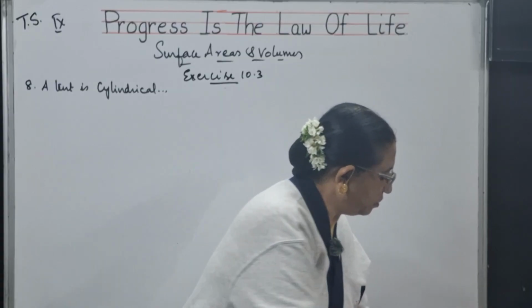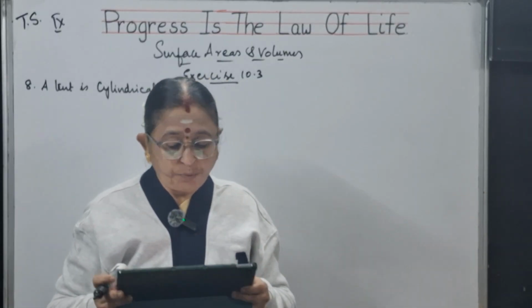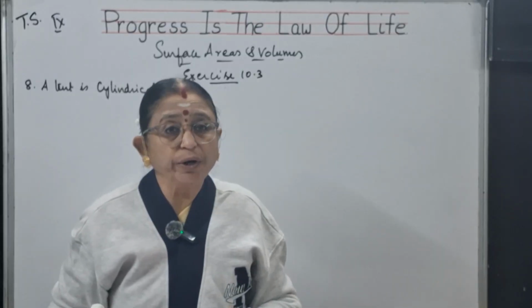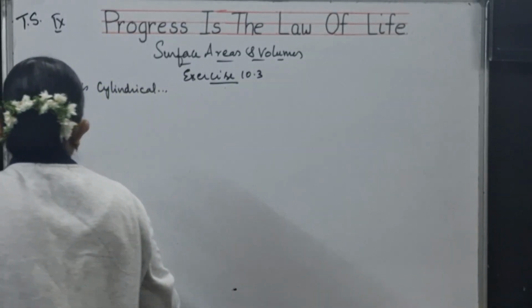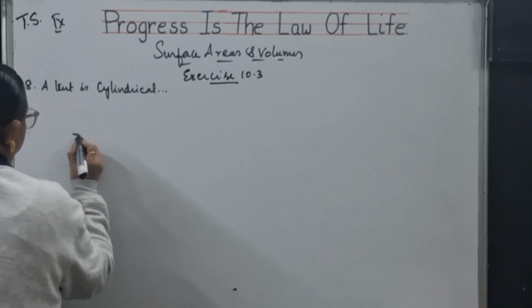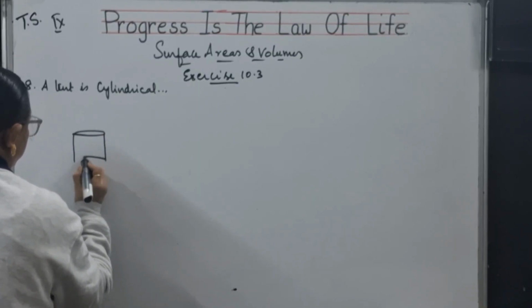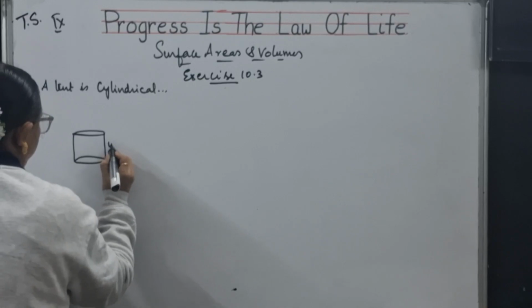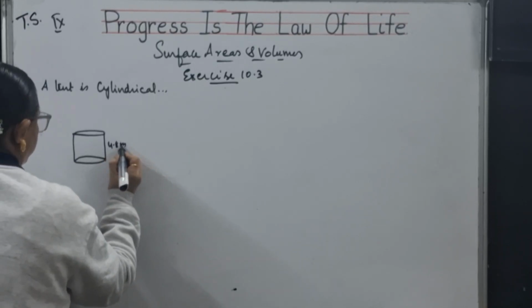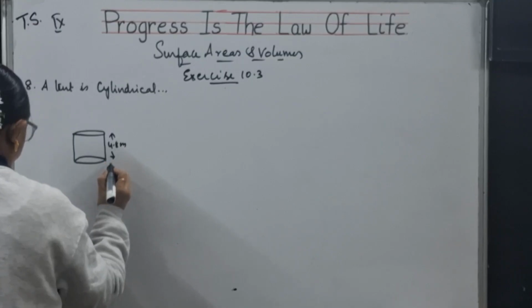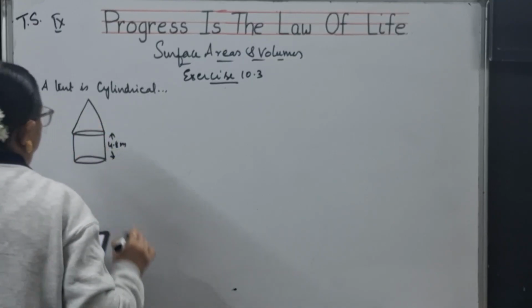Now the next question, children, the 8th one. A tent is cylindrical to a height of 4.8 meters and conical above it. That means what, children? A tent is cylindrical to a height of 4.8. So this is cylindrical, its height is 4.8 meters. This height is 4.8, and upon it a cone is there.